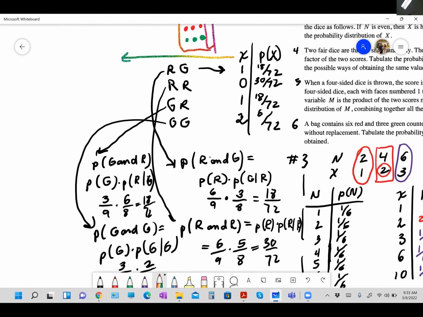The result here is 0, 1, and 2. And we have probability of X, where you have 30 out of 72, and then 36 out of 72, and 6 out of 72. Obviously you can reduce those. You can't see that, but I'll go ahead and scroll it out. And so that is, in a nutshell, the homework.